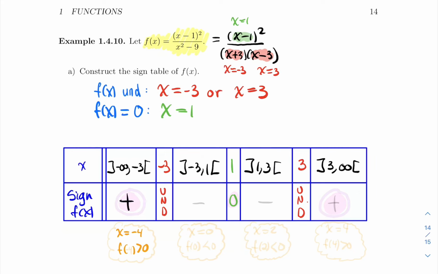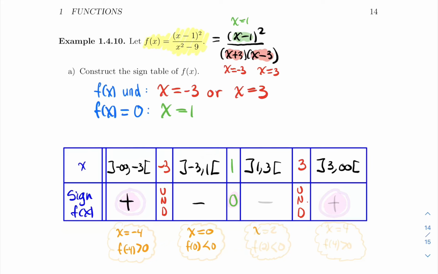Between minus 3 and 1, let's pick, let's say, 0. Okay, so if you compute f at, I just realized I made a little mistake here. It's not f of x, I want to write f of minus 4. Okay, sorry. So here f of 0 is going to be negative. This one is always easier to see. 0 minus 1 is minus 1 squared, it's positive. 0 minus 9 is negative, so we have negative here.